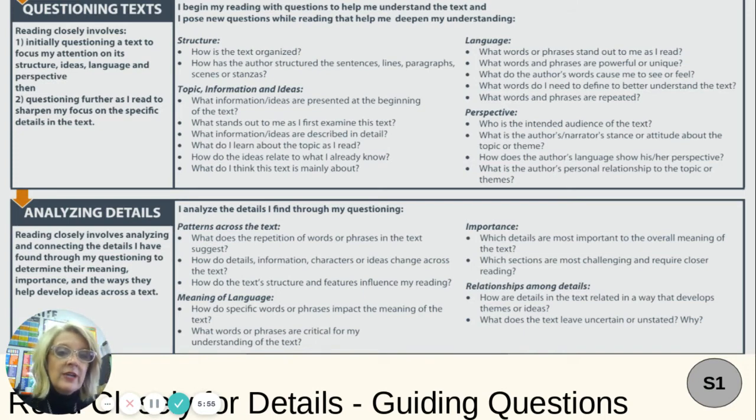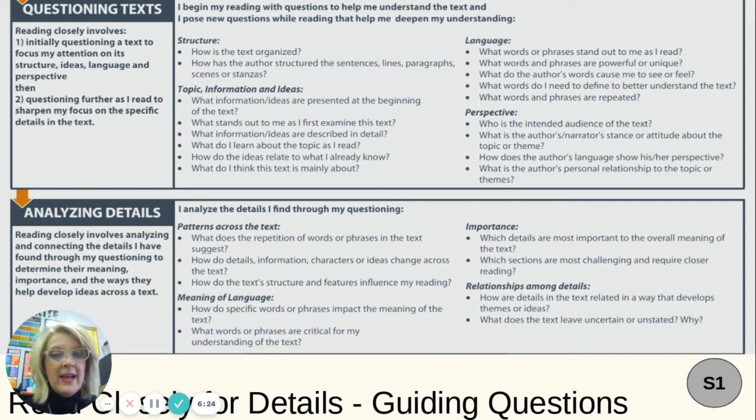So in order to analyze the details, you want to look for patterns across the text. Like, what does the repetition of the words or phrases in the text suggest? How do the details and information, characters, or ideas change across the text? And how does the text structure and features influence my reading? Then you want to look at the meaning of language. How do specific words or phrases impact the meaning of the text? And what words or phrases are critical for my understanding of the text?